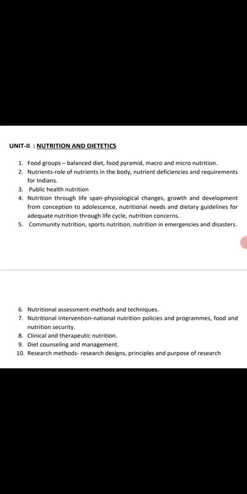government at the government level, clinical and therapeutic nutrition. Therapeutic nutrition means like the diet which is given to a diseased person or to evaluate to maintain. Then diet counseling and management, the role of a dietitian. Then the research methods, research design principles and purpose of research.